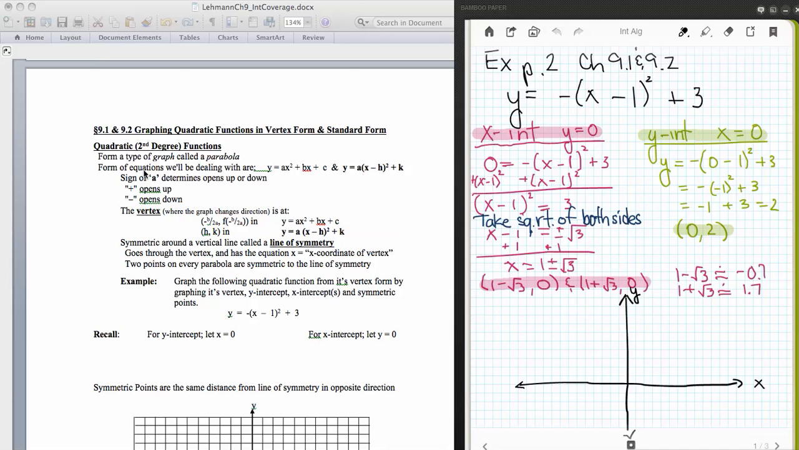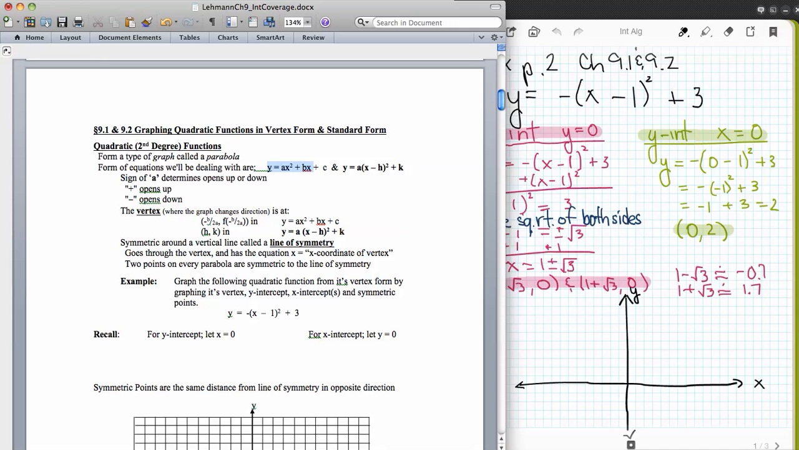I had already talked about the fact that a quadratic equation or a quadratic function, which is also called a second degree function, has a type of graph called a parabola. And we know that this is the type of graph we are dealing with when we have either the quadratic in standard form, which looks like y is equal to ax squared plus bx plus c, or when we have it in what is called the vertex form, y is equal to a times x minus h quantity squared plus k.